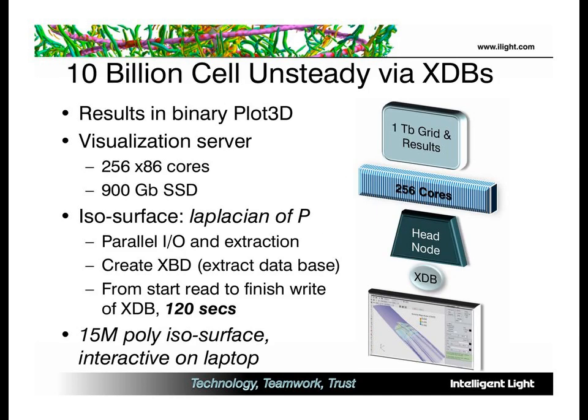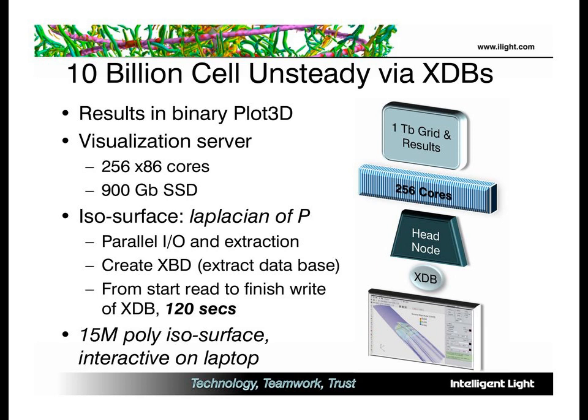So here's an example of that in action. We did this about 5 years ago. 10 billion cell unsteady case using XDBs. This was computed on about 10,000 cores on the K computer in Japan. The results came out in a binary plot3D file, multi-zone, so there were 10,000 cores, there were 10,000 zones. The files were on the order of 1 gigabyte per time step. So the visualization server had about 900 gigabytes of SSD on it.